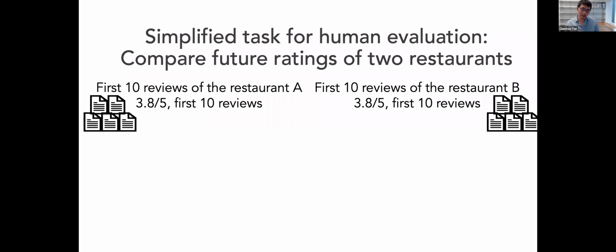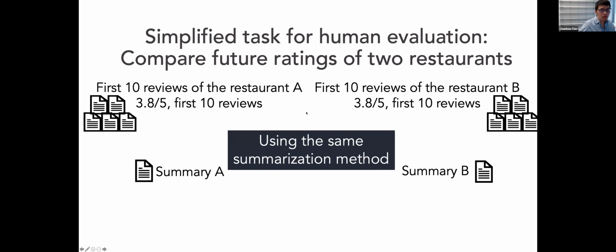Instead, we are going to make this a relative comparison problem. We give you the first 10 reviews of 2 restaurants, and we make sure these 2 restaurants have exactly the same average rating within the first 10 reviews. And then we use the same summarization method to generate 2 summaries.